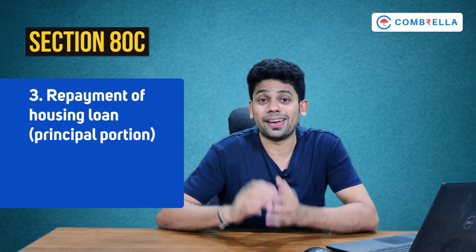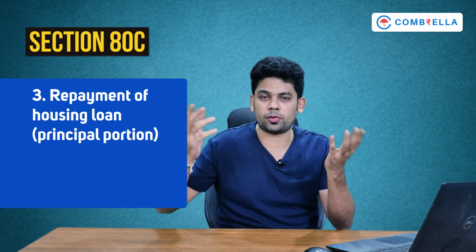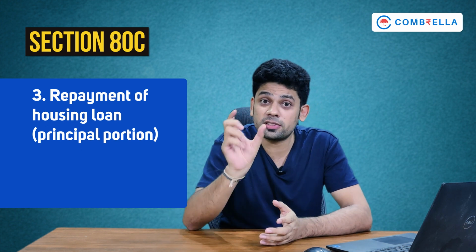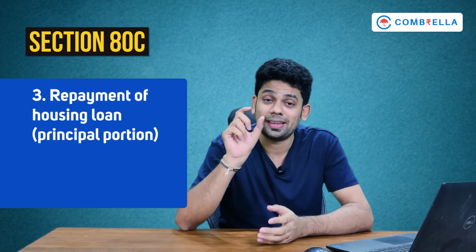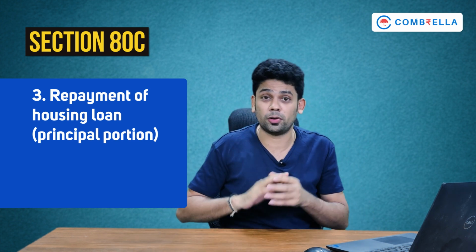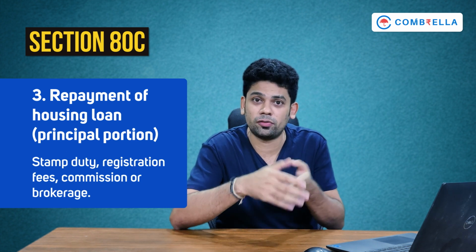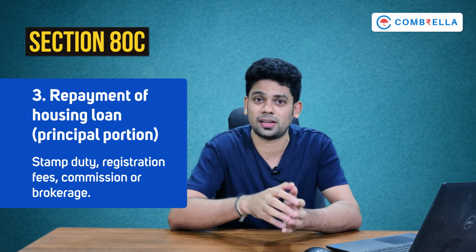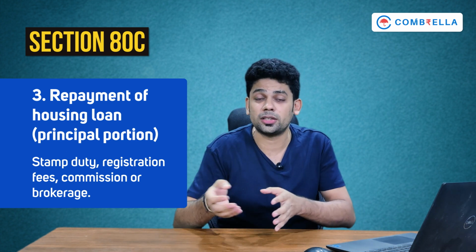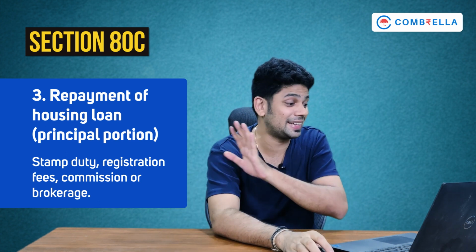So the third one is repayment of housing loan principal portion. So if you have taken a housing loan, friends, for purchase of a house property, then whatever amount you repay, in that the principal portion which you repay in the EMI is allowed as a deduction under section 80C, only the principal portion of the housing loan. Okay, so apart from that, whatever stamp duty charges and registration fees you have paid for registering the house, those amounts are also allowed as deductions. And apart from that, any commission or brokerage you have paid to the brokers for purchase of the house, that amount is also allowed as a deduction under section 80C.